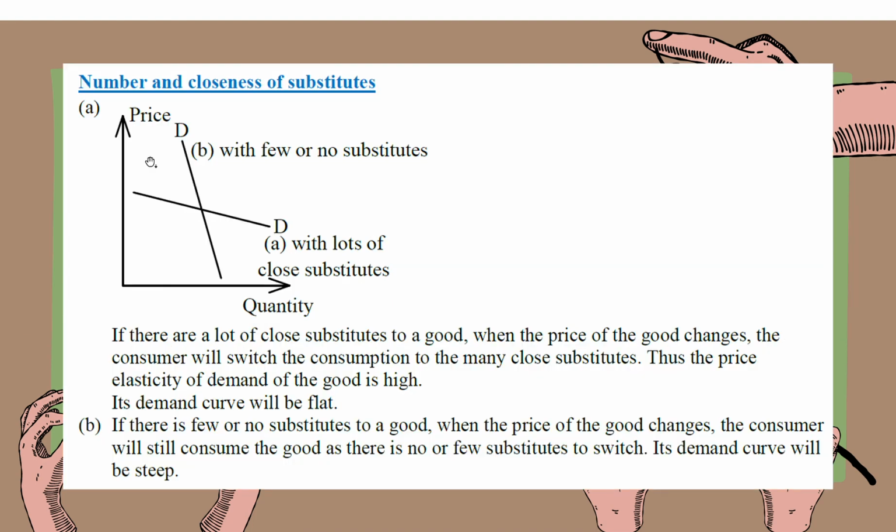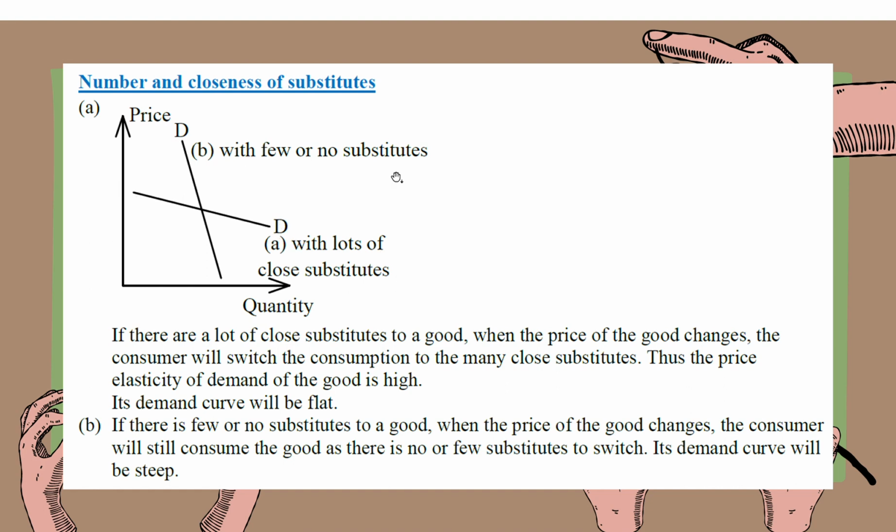So how do we know whether it is elastic or inelastic? It depends on the number and closeness of the substitutes. If there are a lot of close substitutes, the competition is keen, so you can't increase the price. When you increase the price, consumers will shift to purchasing other brands, so demand will be elastic and will drop quickly. So which one? The flat one: with lots of close substitutes, it is the flat one.